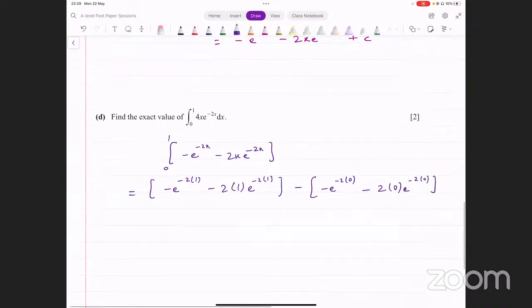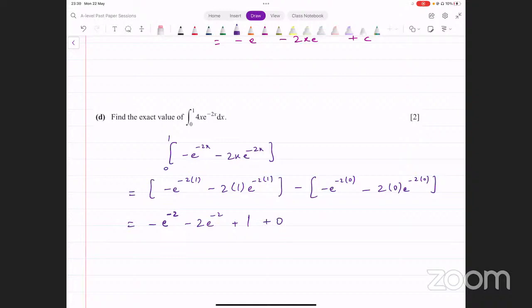Let's simplify this. This gives us minus e raised to power minus 2 minus 2 e raised to power minus 2. We have minus, that becomes plus. E raised to power 0. E raised to power 0 क्या होता है? That's just 1. Okay? And this thing is just going to become 0. So minus minus plus, that's just 0, plus 0. All right, this is the result that we are getting from this.